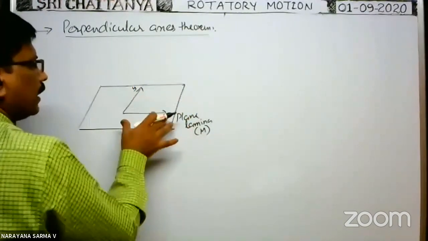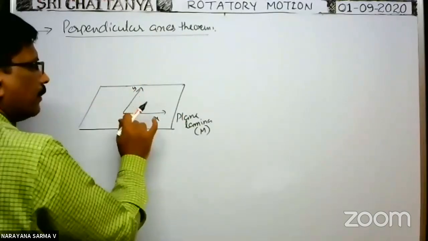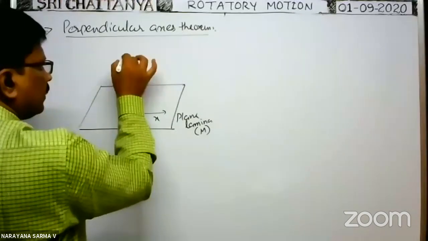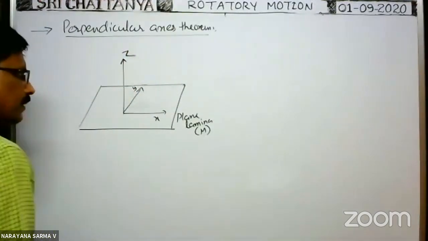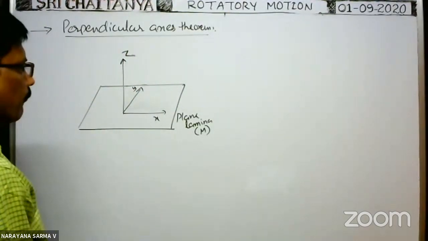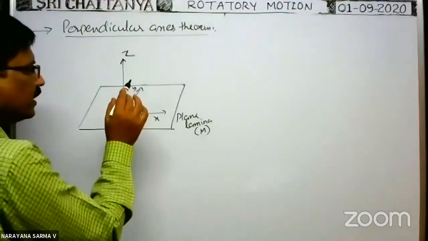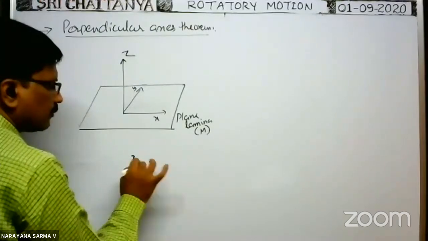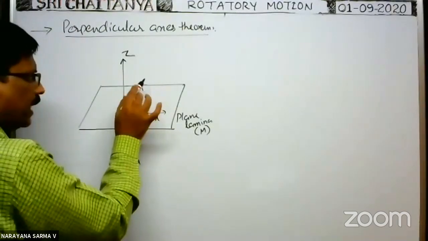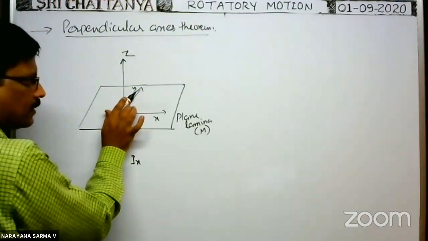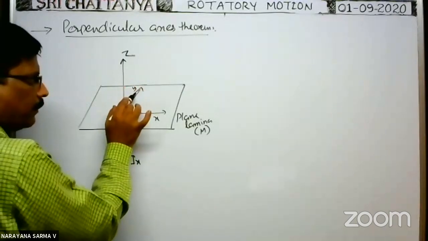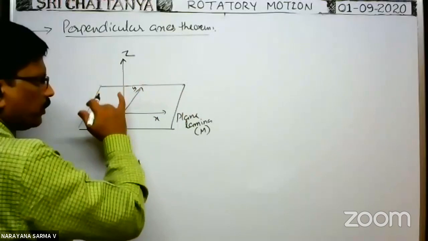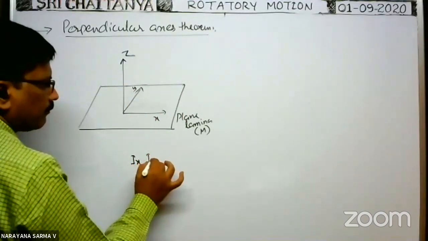And the plane lamina lies in the xy plane. Perpendicular to this xy plane, suppose here it is the z axis. Then, if the moment of inertia of the plane lamina about the x-axis is Ix, and about this perpendicular axis, the y-axis, lying within the plane of the lamina, is Iy.